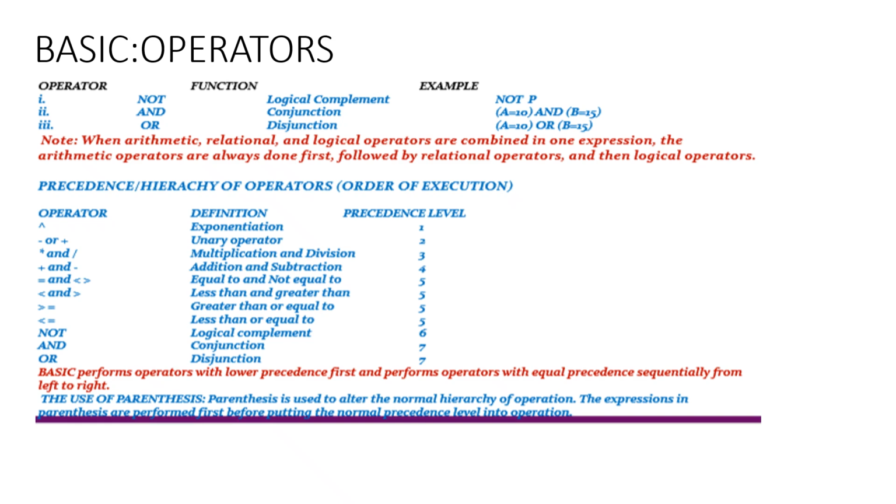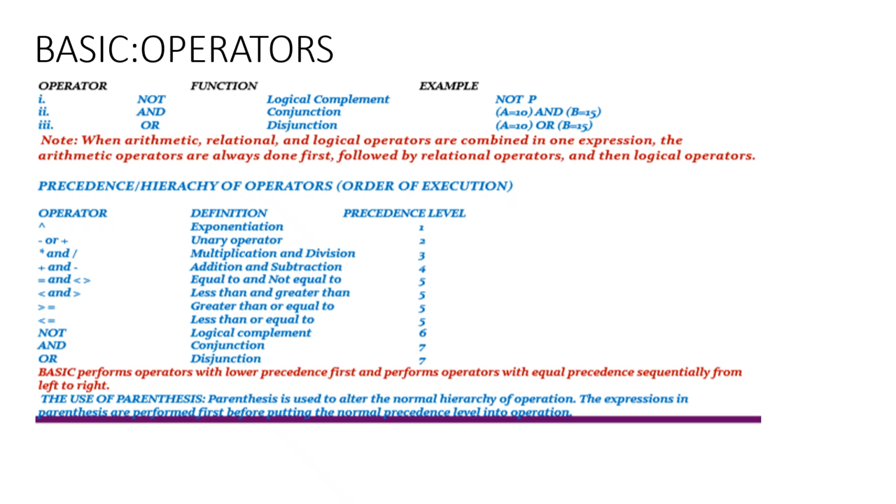In the same way, in BASIC, the operators have to follow a precedence level. You have different precedence levels. Exponentiation takes the first precedence. Then you have unary operators. Multiplication and division take the third. Addition and subtraction take the fourth. Then equal to, not equal to take the fifth, till we get to disjunction, which is the seventh precedence level.